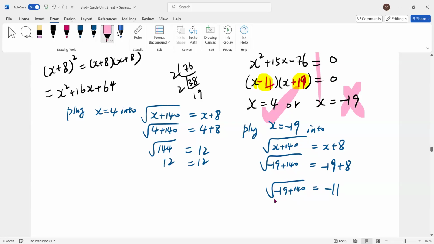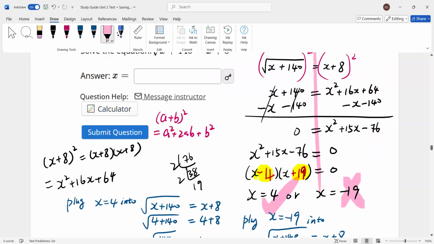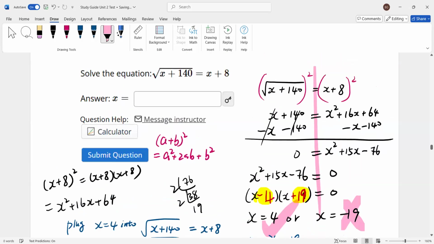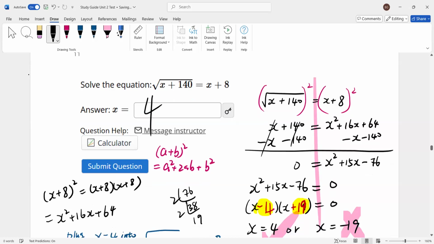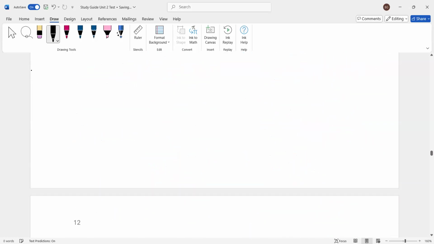Because the left side is a square root of a positive number, 140 is bigger than 19, so the left side has to be positive, and the right side is now negative, and that is a contradiction. So negative 19 is extraneous. We're going to exclude that solution. The answer is just the one value, 4. All right? Is that clear, everybody? Solving radical equations, that's question number 11. Let's move to question number 12.